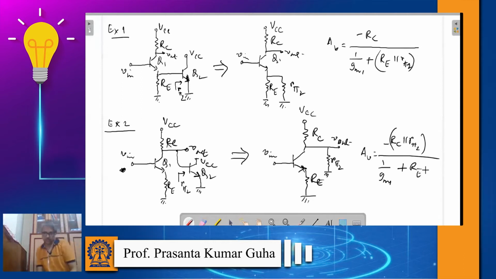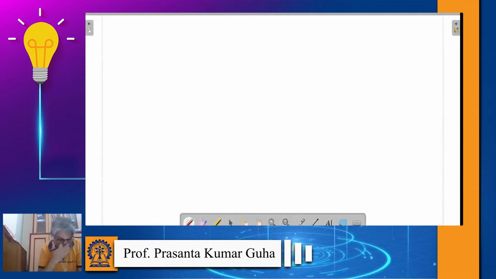So it's very easy and intuitively you can guess if you remember the concepts we have developed in the class, okay. You don't have to go through all the calculations and put the second transistor and all that, okay. Now let's go to the next slide and try to find out the input resistance.